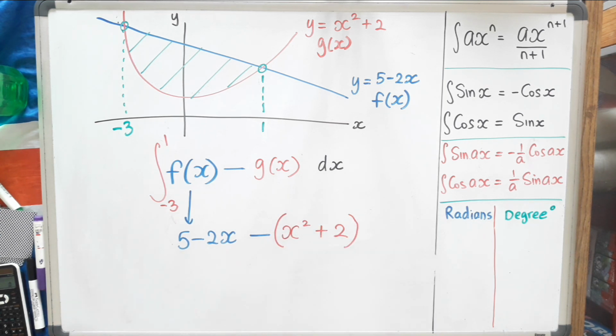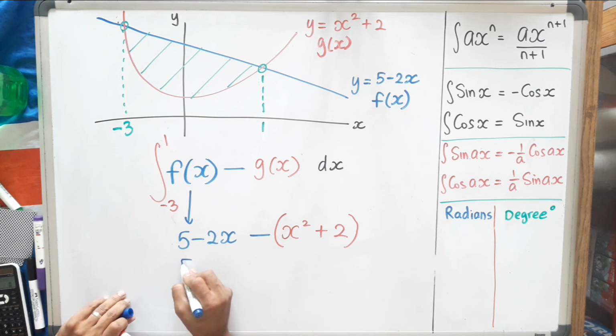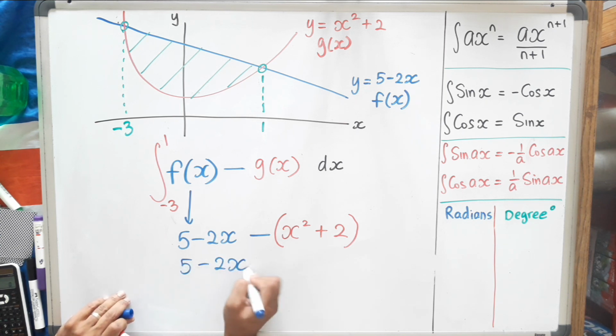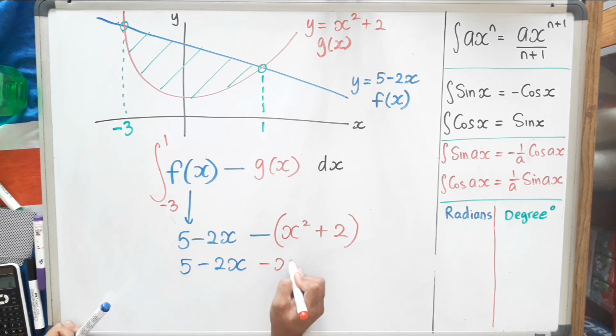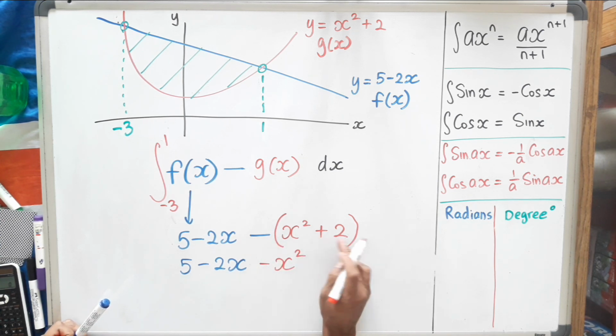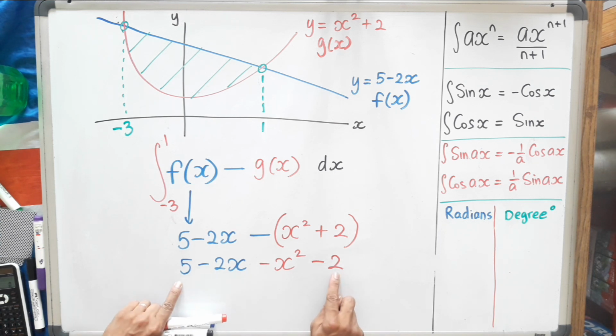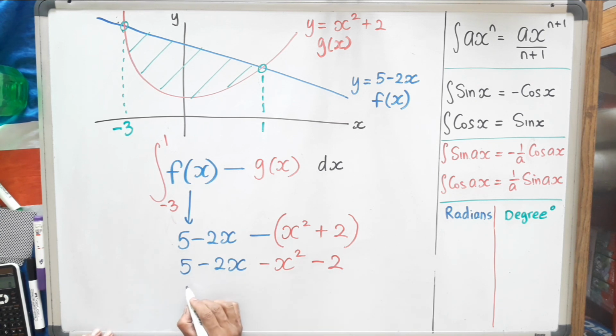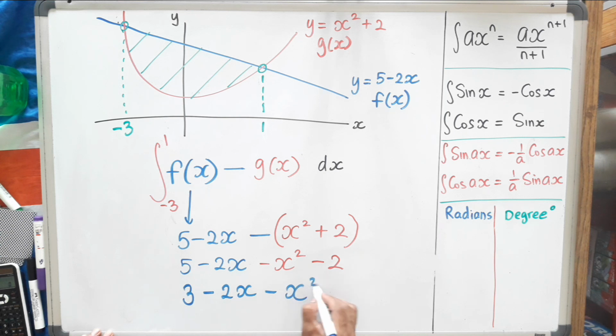Otherwise, you will get a wrong answer. So we have 5 minus 2x. Minus by x squared is minus x squared, and minus by positive 2 is minus 2. You see, if we didn't put those brackets, you would have left this as positive. Now, let's simplify this. 5, we can minus the 5 and the 2 to get 3 minus 2x minus x squared.